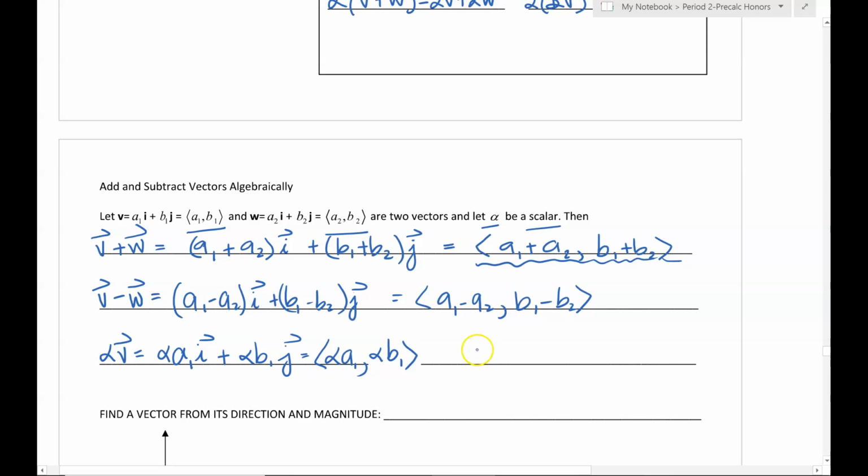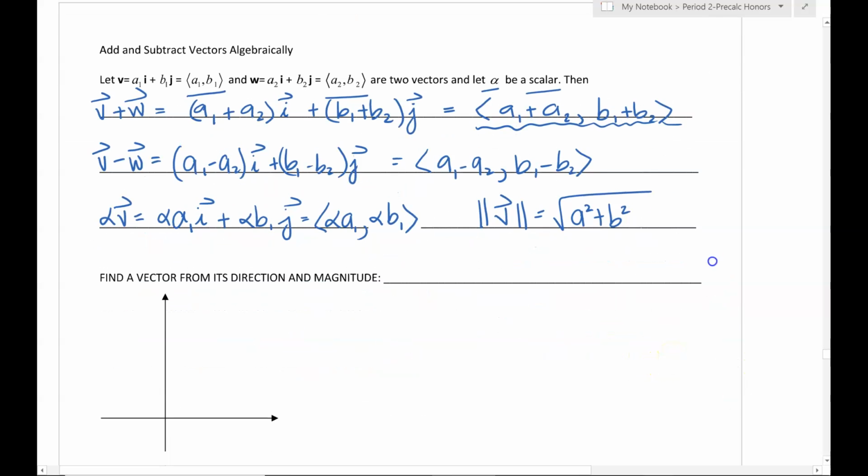Now we have this definition here. This is an absolute value, and in your book they use a double bar. So an absolute value of v means the magnitude of v, which is the square root of a squared plus b squared. Remember, this is also the same definition as the radius, okay?